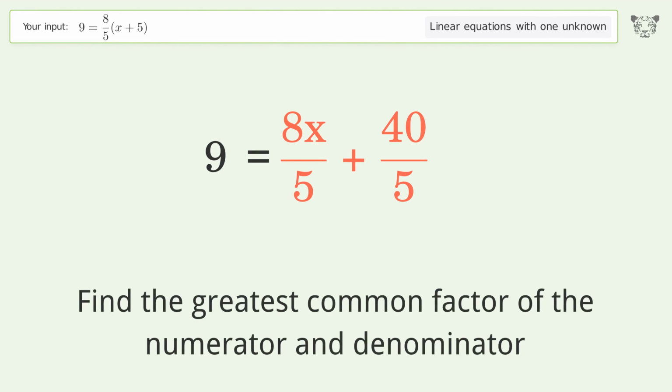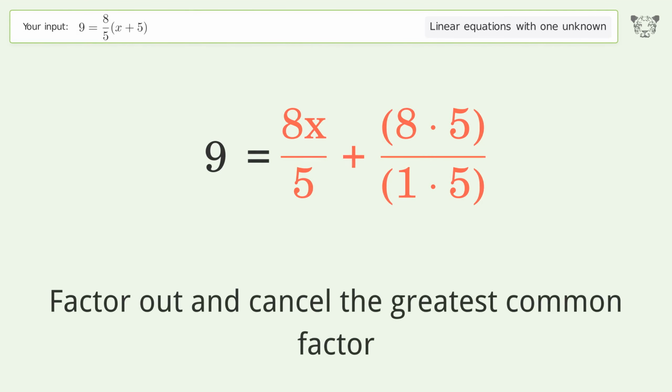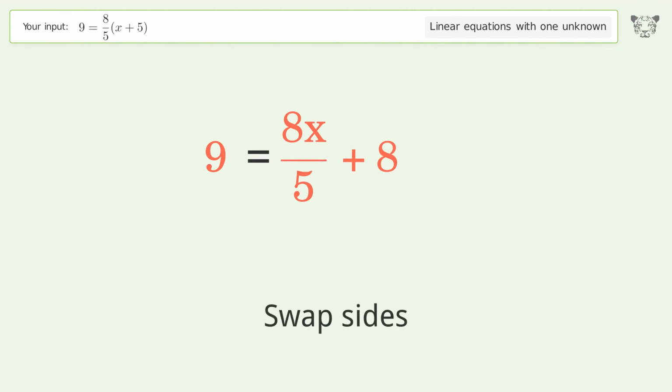Find the greatest common factor of the numerator and denominator. Factor out and cancel the greatest common factor. Swap sides.